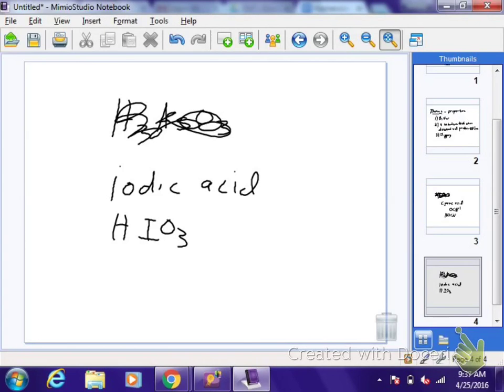Alright, I'm going to let you guys practice that front side, and I'll go through the names of those. If you're done with the front side, do the back side.